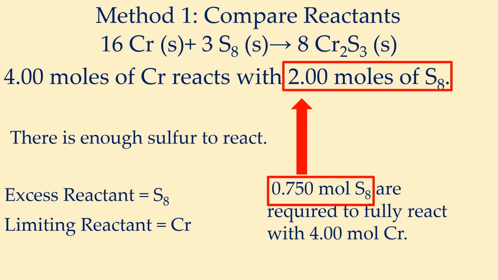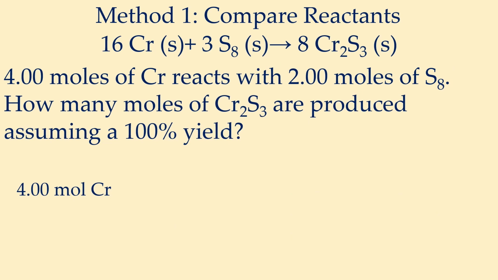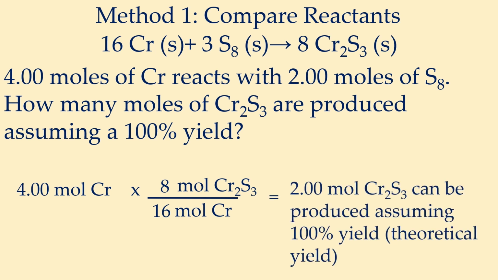Now, let's go back to the original problem. We must use the limiting reactant to solve any stoichiometry problem. Here, I'll start with 4.00 moles of chromium, the limiting reactant. Next, I'll use the mole ratios from the balanced equation to convert to the moles of product, chromium-3 sulfide. And this equals 2.00 moles of chromium-3 sulfide that can be produced assuming a 100% yield. This is also called the theoretical yield.